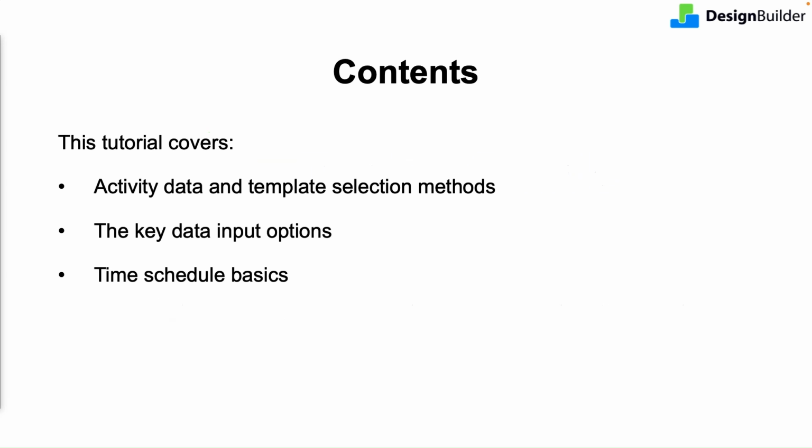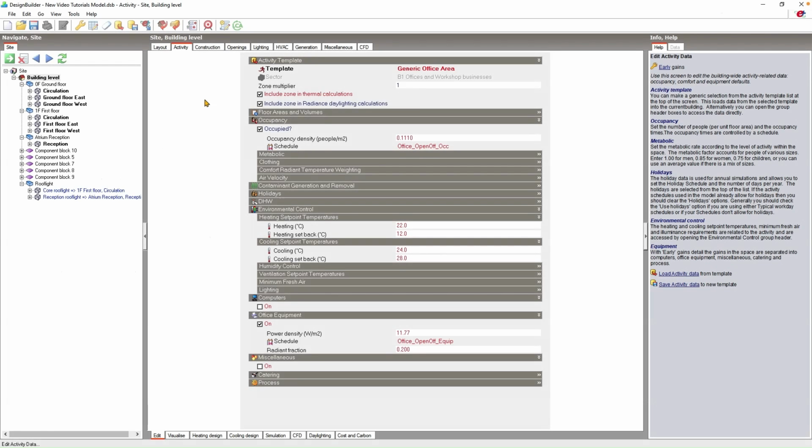Hello. In this tutorial, I'll introduce you to the key elements of the Activity tab. During the tutorial, I'll show you the different activity templates available in Designbuilder, the key data input options in the Activity tab, and some basic information on time schedules. The Activity tab allows you to define the usage of zones, including information on occupancy.